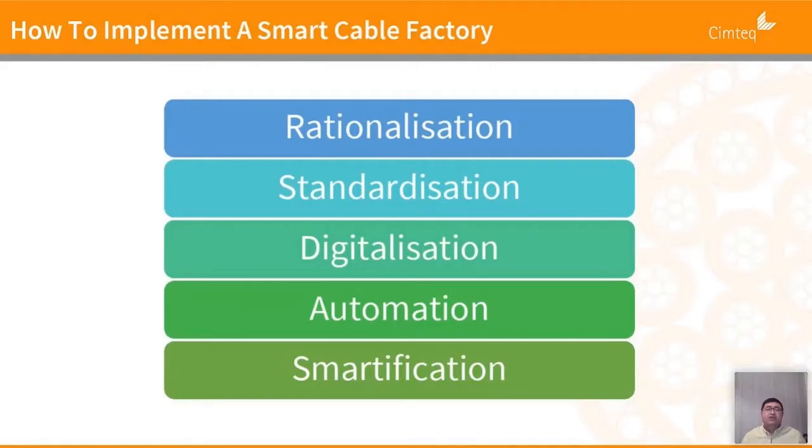So after talking to all of these customers, I came up with these 5 steps to give you guys a guide. Let's see how you can evaluate where your factory is and how far away you are from your smart factory. There are 5 stages from top to bottom. If you want a smart factory, these 5 steps are something you must go through. So stage 1 is called rationalization.